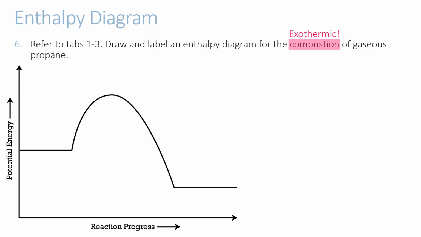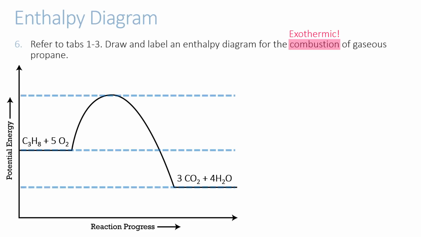The reactants start with higher energy than the products, so the potential energy decreases during the course of the reaction. So I'm going to put my reactants, which was the propane and the 5 oxygens, and my products, which was 3 carbon dioxide and 4 water. And I'm going to put some lines on here just to represent the energy changes during this reaction.